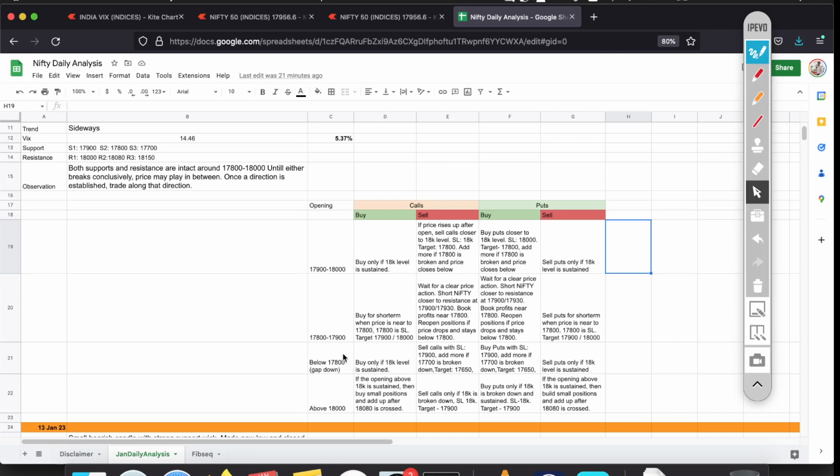If price opens between 17,800 and 17,900 and you want to go long, buy for the short term, like 1 day or 2 days, around the 17,800 level, with 17,800 as stop loss. If the price closes below 17,800, exit all the longs, and you can book profits at around 17,900 or 18,000 if you decide to go long at 17,800. And if you want to go short near resistance, like 17,900 or 17,930, book profits around 17,800, and reopen positions if 17,800 is broken conclusively.